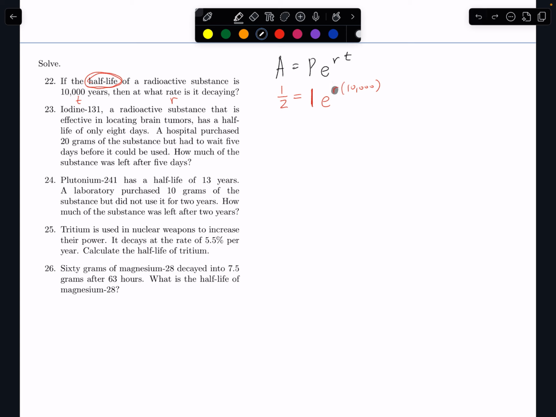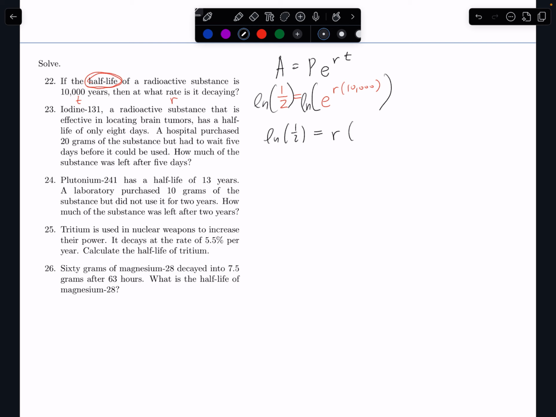Everything else is a number, so I should be able to solve this. Remember, e, even though it looks like a variable, is a constant. It's not a variable. So what do I do to solve this? I got an e. Let's take the natural log of both sides. Natural log is the inverse of e, right? I kind of just ignore that 1 being there because it's a 1 anyway. It's not changing anything. When I apply the natural log on both sides, the left side becomes natural log of 1/2. And the right side, because it's an inverse function of e to the power of whatever, this whole power is just going to come down.